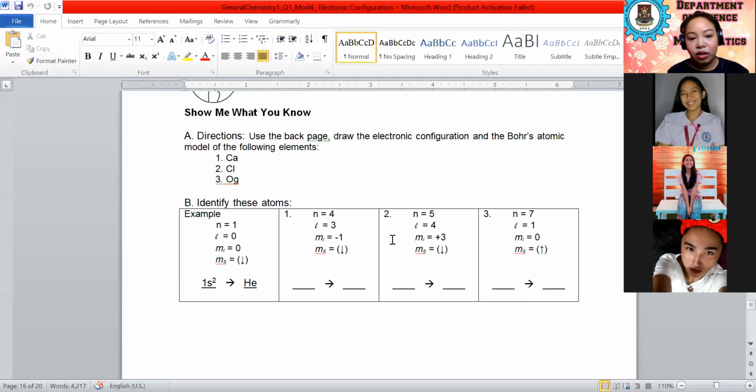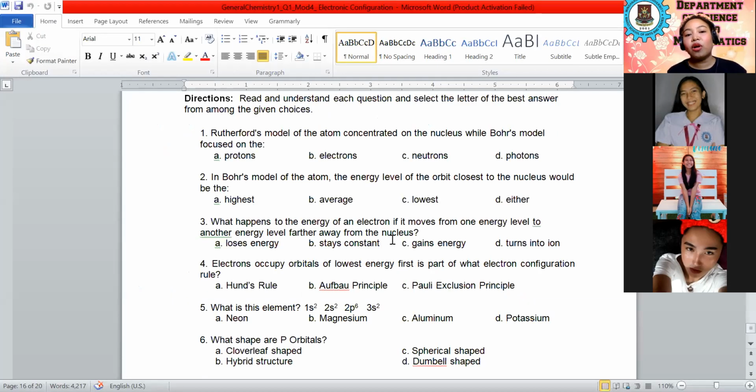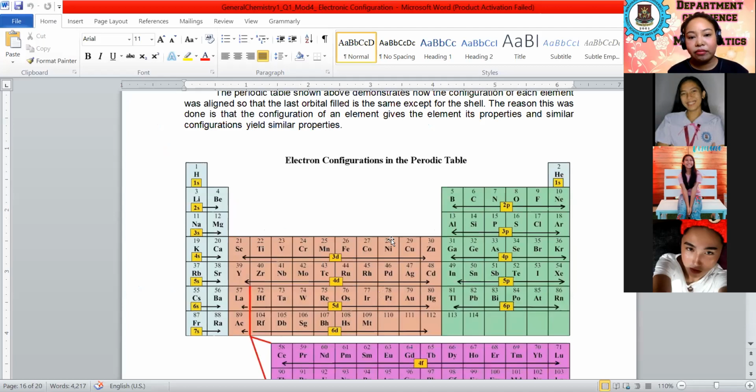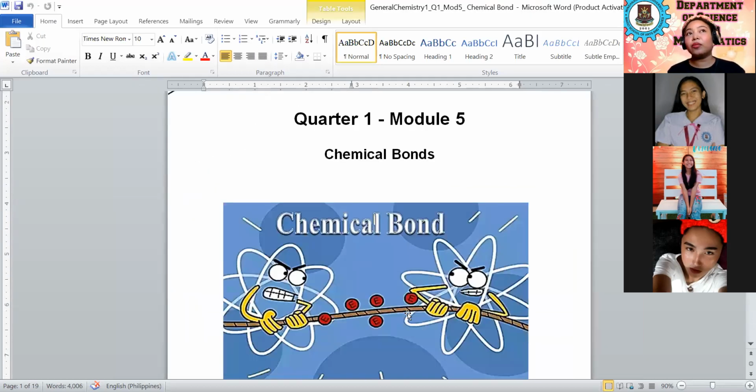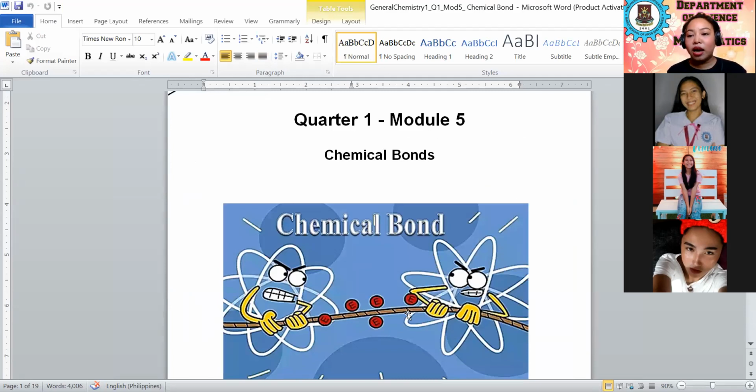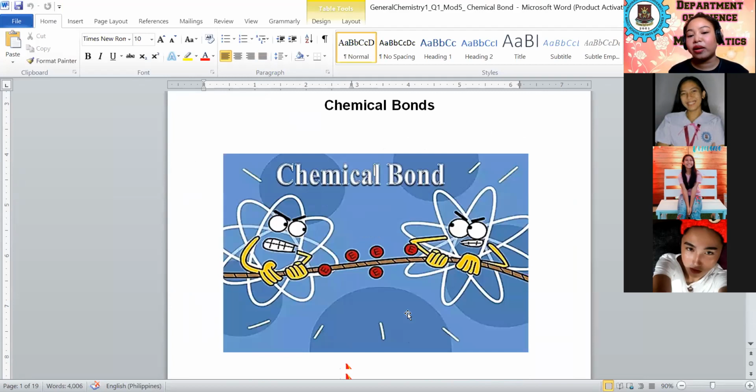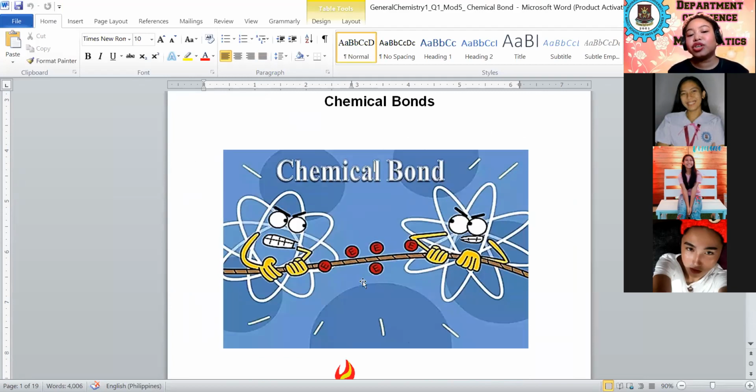Okay, so that would be all for module 4. Now let's go to module 5. Module 5 is the chemical bonds. Now, when atoms and other atoms get closer to each other and bump into each other, they tend to share or transfer their electrons. It depends on their behavior or their chemical property.